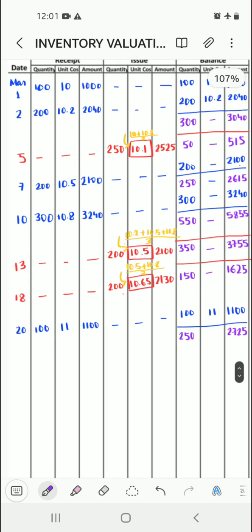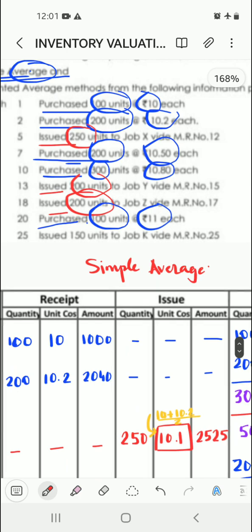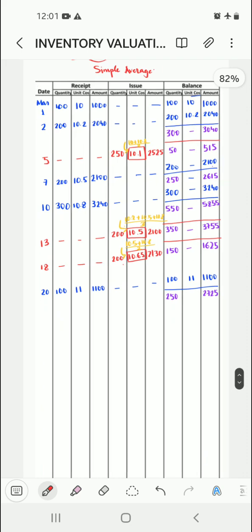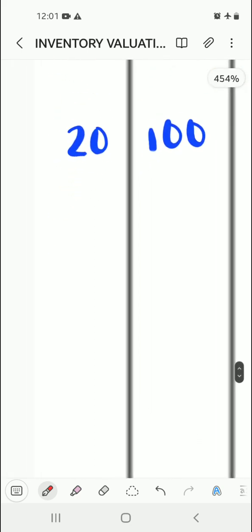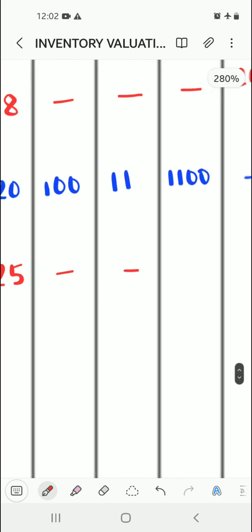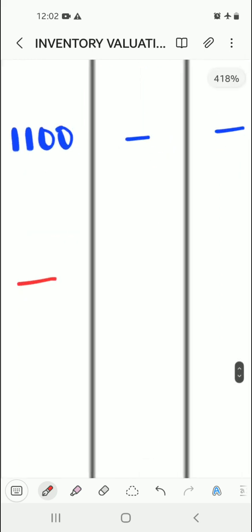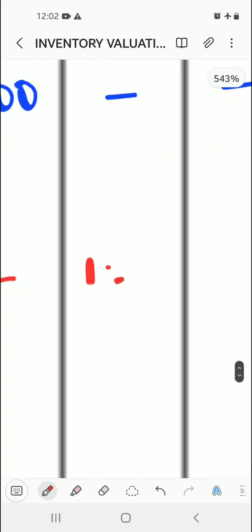Okay. Now we are left with the last date, that is issue on 25th. There has been an issue of 150 units on the last date. So we're going to write it here. March 25. No purchases. So nothing will be entered here. Only an issue of 150 units. So 150 unit. Now we have to find out the price.